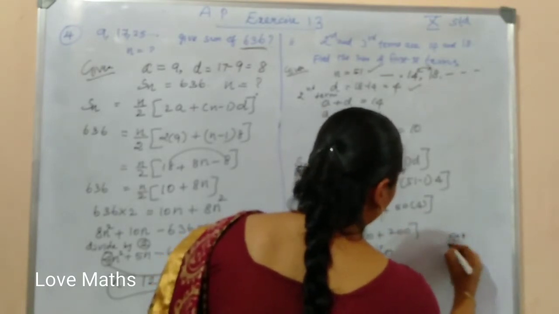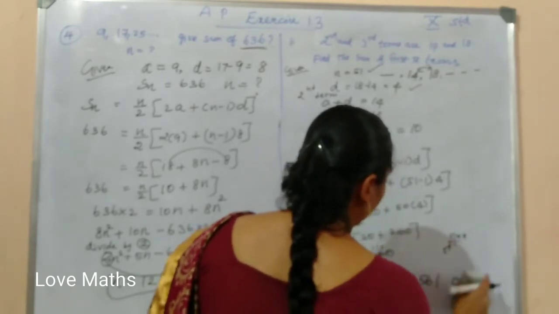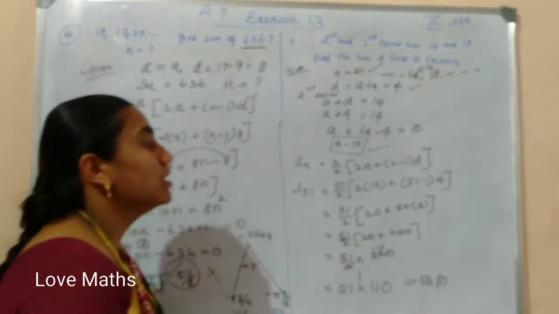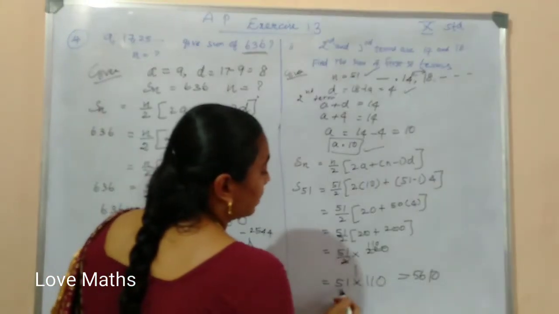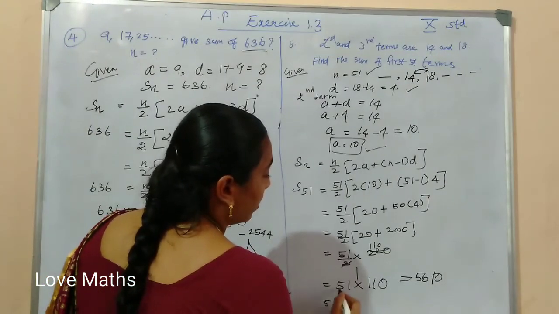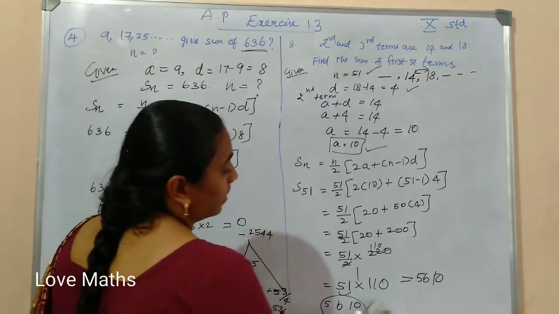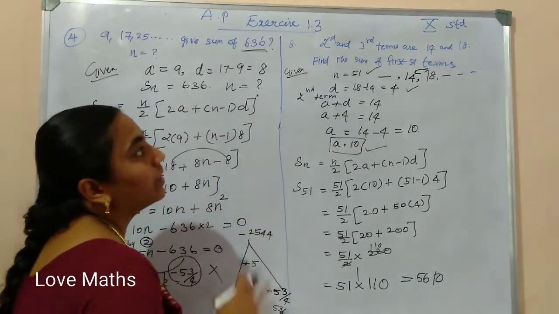51 into 11 is 561, so 5610. This is the sum of all the terms. Otherwise, for multiplying by 11, I told you the shortcut: take the first digit and the last digit, add the two in the middle, and that will be the answer. So, the sum of the terms.